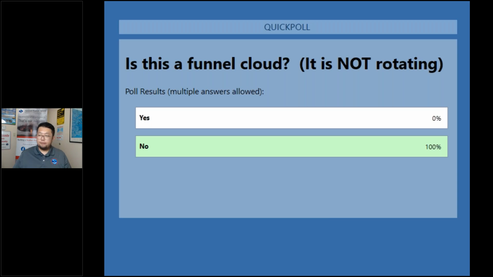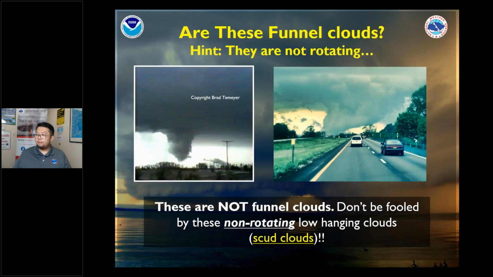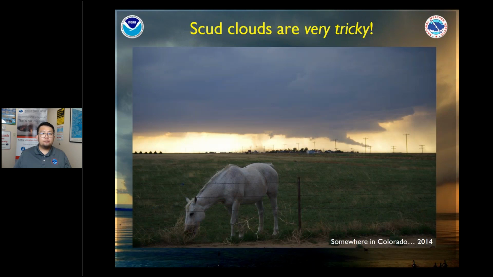Let me tell you something. Scud clouds are very, very annoying. These low-hanging clouds, again, not rotating, just hanging out, looking kind of scary, absolutely. They're not funnel clouds if they're not rotating. So that's a big differentiation. I myself find scud clouds very tricky.